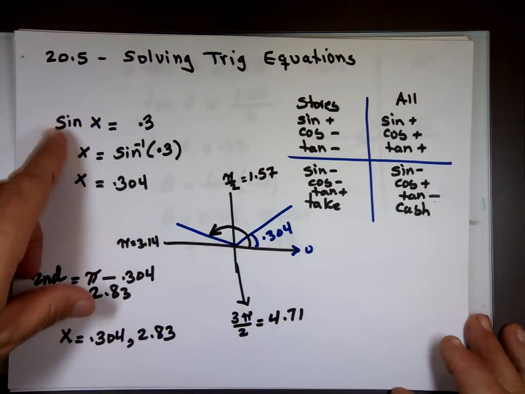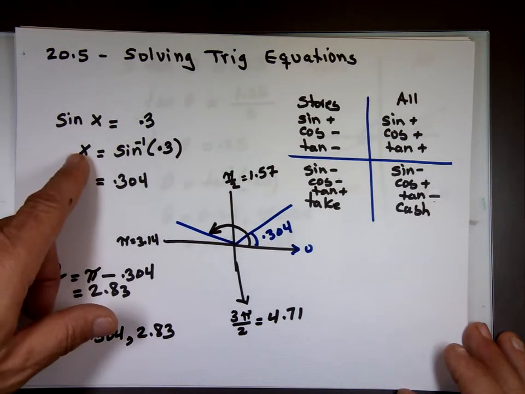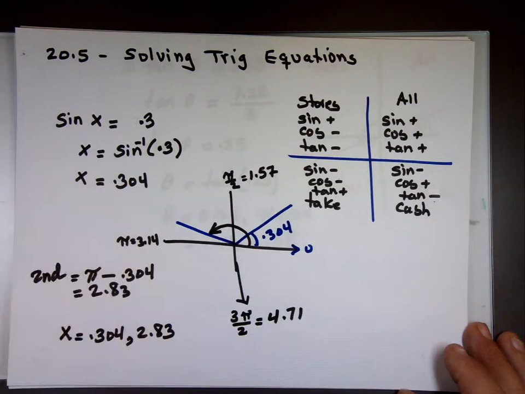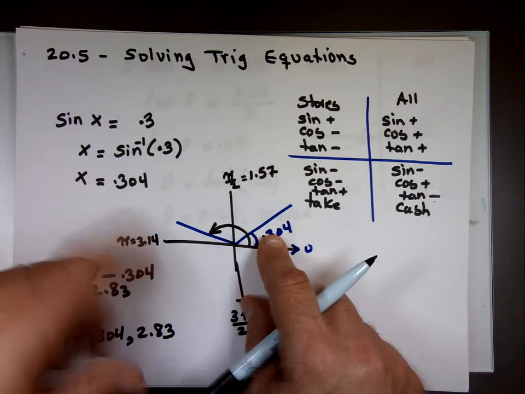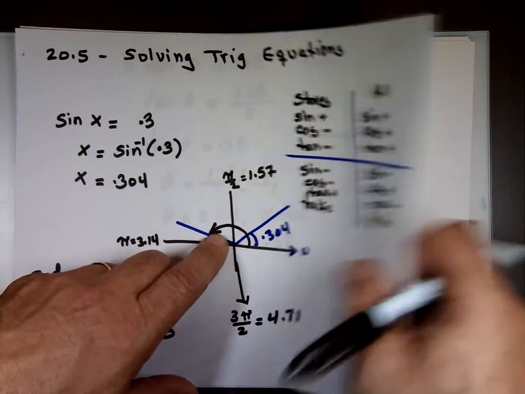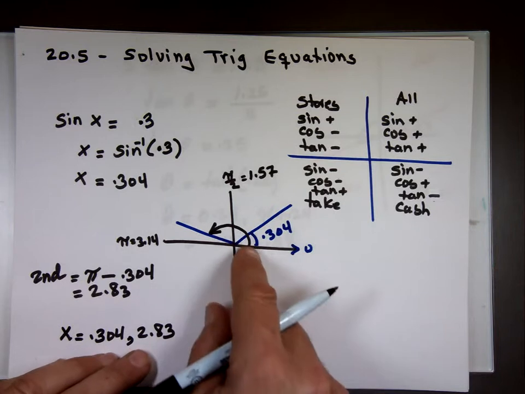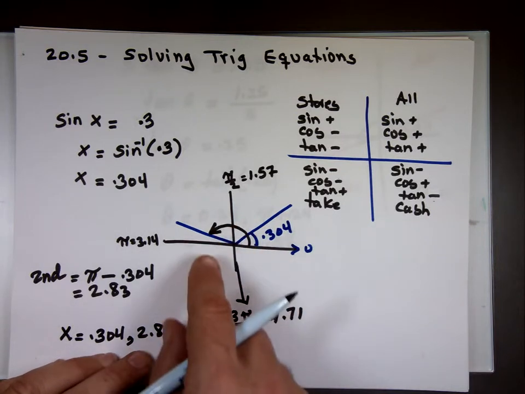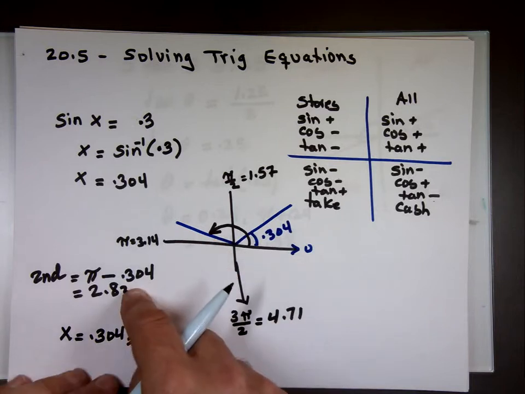Quickly here. Sine x equals 0.3. X will be the inverse sine of 0.3, which is 0.304. That's your angle. To get the second angle, fold the paper along the y-axis. That will give you that number. And when you read that, that's going to be pi minus 0.34, which is that number.